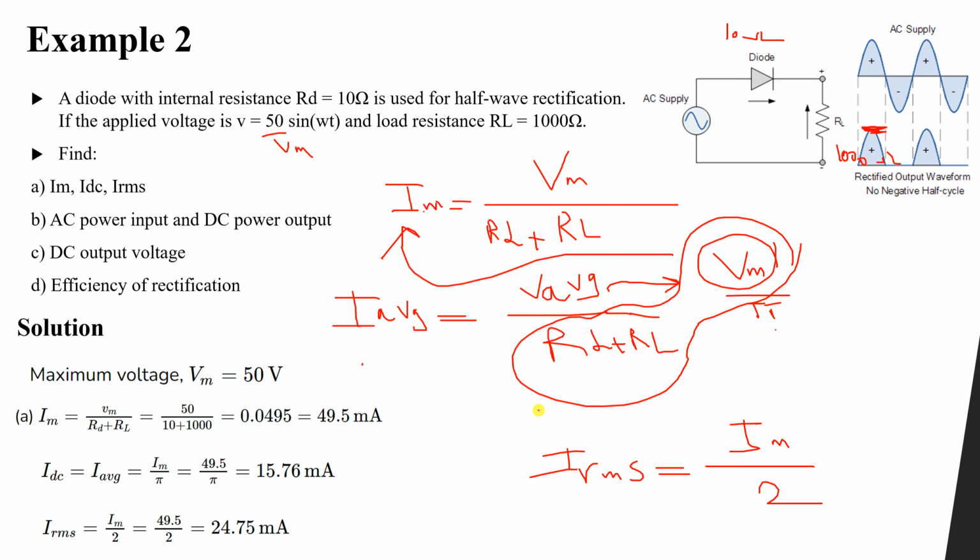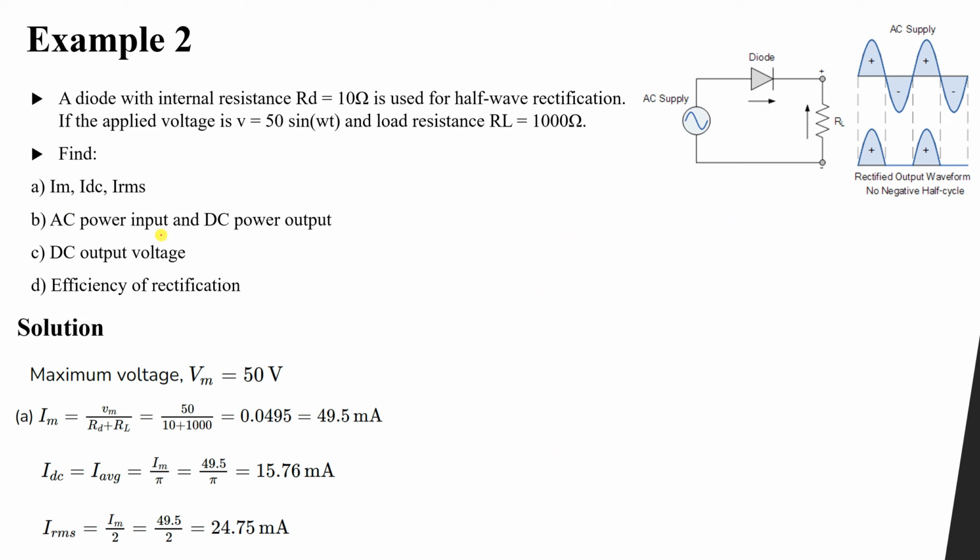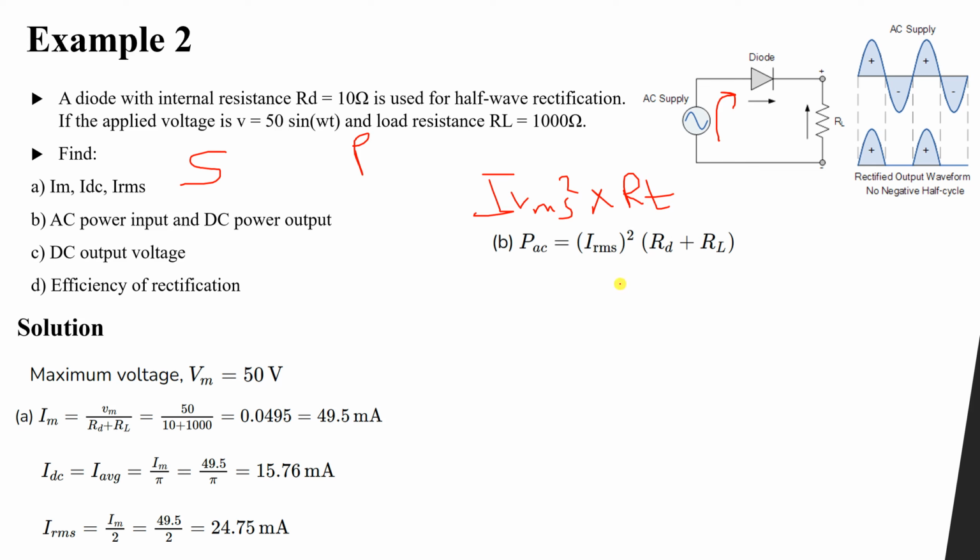Okay, let's delete all of this. Number 2, AC input power. Here we are talking about the AC power input, not the apparent power S, but the active power supplied by the supply. So the active power will be I root mean square squared multiplied by R total, the total resistance in the circuit. So it will be I RMS squared times RD plus RL, which gives us this amount of watt.